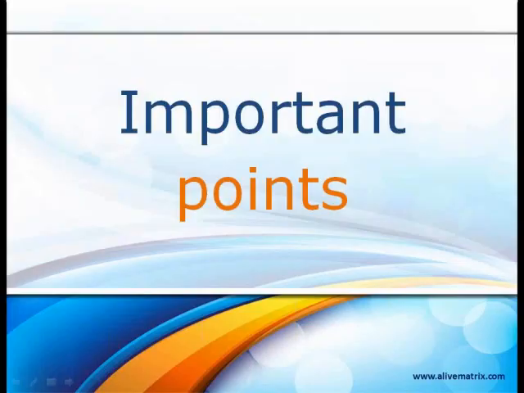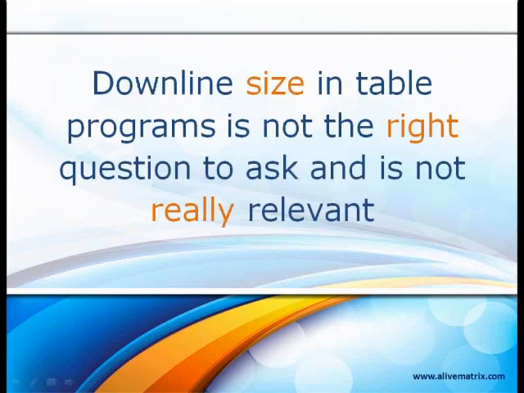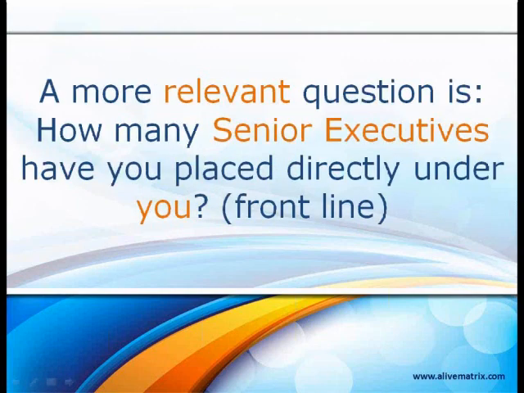Now, some important points regarding tables. The downline size in table programs is not the right question to ask, and is not really relevant. We hear a lot of people saying, oh, I have 1,000 people on my downline, I have 10,000 people on my downline, and I'm not cycling. So the size of your downline is irrelevant on tables. A more relevant question is, how many senior executives have you placed directly under you on your front line? This is the right question to ask on tables, not the size of your downline.